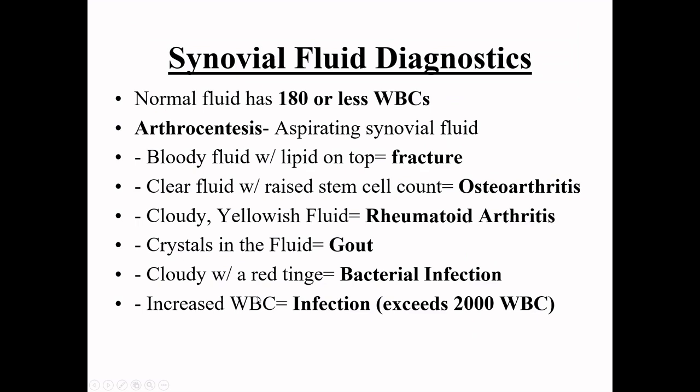Now, if someone does come in to see you and they have some sort of joint pain, knee pain, super common, shoulder pain we see a lot of, one of the first things we do is we aspirate the joint itself. We stick a needle in there and we pull out a sample of that synovial fluid. Now we want to know that normal synovial fluid has 180 or fewer white blood cells.